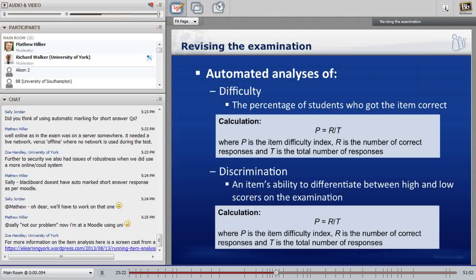Okay, at this point, I'm going to hand over to my colleague Zoe, who's going to talk through the research and our findings.